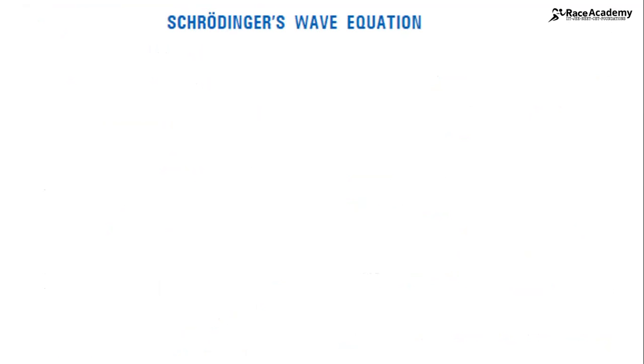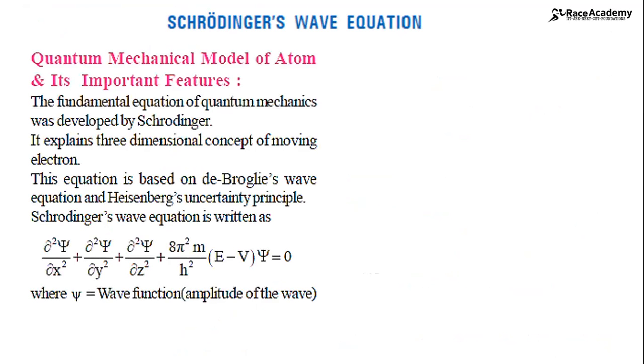Let us move to the important Schrodinger's wave equation, the quantum mechanical model. An important feature of this is that it explains the three-dimensional concept of the moving electron, and this equation is based on de Broglie's wave equation and also the Heisenberg uncertainty principle.